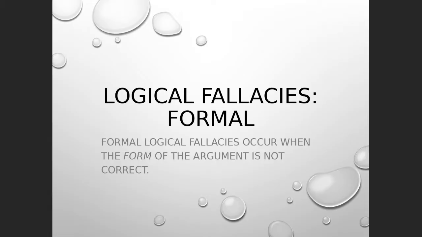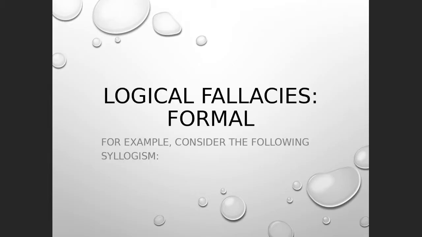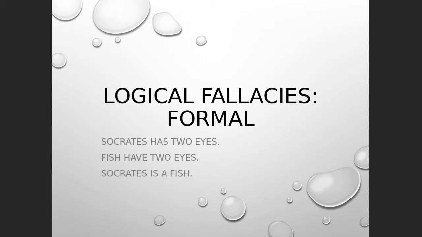We're going to study two kinds of logical fallacies today: formal and informal. Formal ones occur when the form of the argument is not correct. For example, consider the following syllogism: Socrates has two eyes, fish have two eyes, therefore Socrates is a fish. Sounds right to me, right?